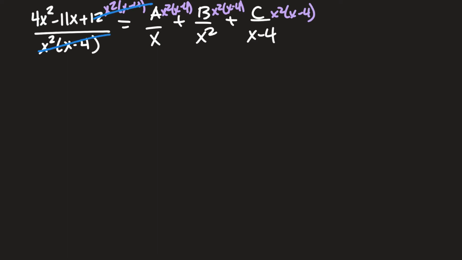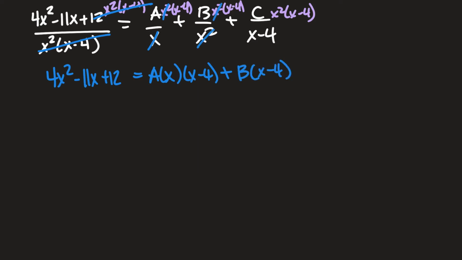So the whole bottom crosses out at 4x squared minus 11x plus 12. One of the x's goes away. And then we have plus, so the squareds go away and leave me with x minus 4. And then the x minus 4 goes away and leaves me with just x squared.